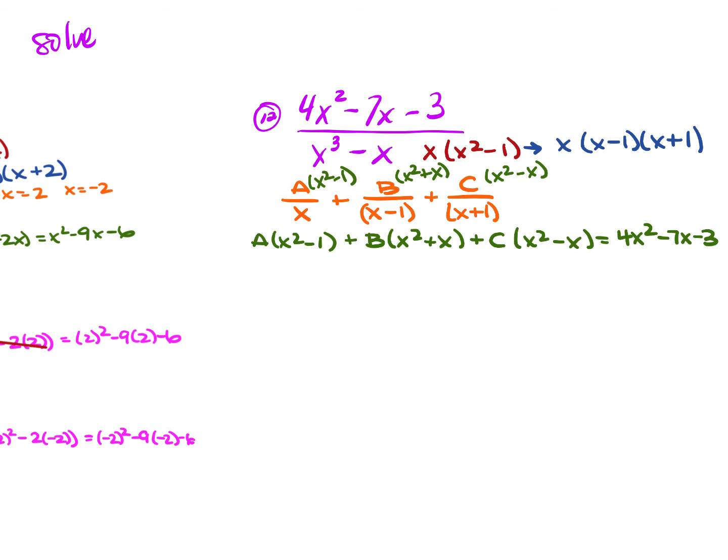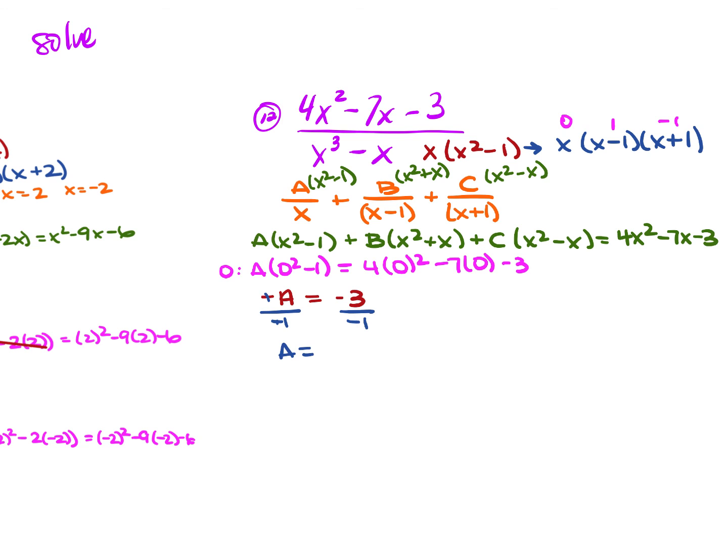To use that, x is equal to 0, so we have 0, we have 1, we have negative 1. We're going to have a times 0 squared minus 1 plus b times 0 squared plus 0. That's not going to work out, so that's going to cancel. Your c is going to cancel, and this is going to be equal to 4 times 0 squared minus 7 times 0 minus 3. So this is going to give us negative 1a, or negative a, is equal to negative 3. Divide each side by the negative 1 to get a by itself, and you have that a is 3.